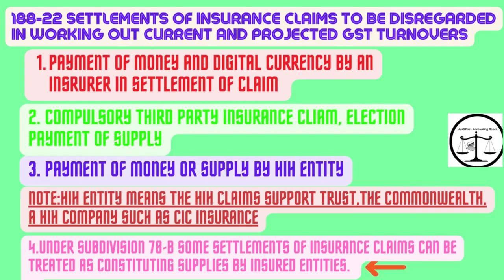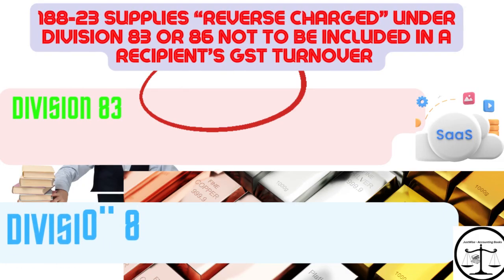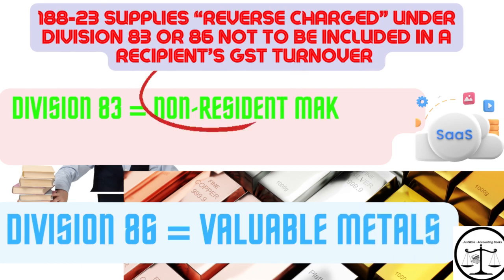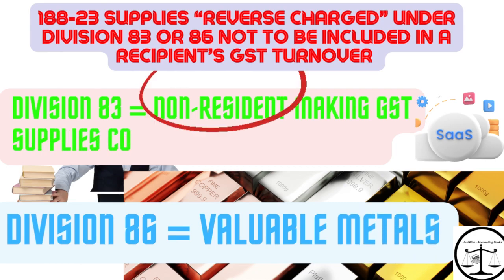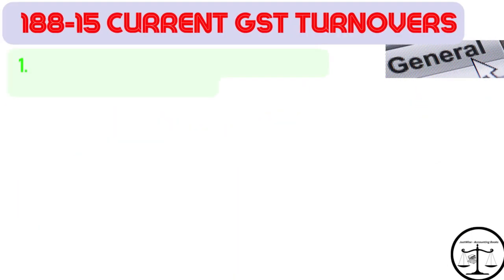Now let's have a look at Division 188-23, supplies reverse charged for GST turnovers. To avoid doubt, if GST on a taxable supply falls under Division 83, that is, non-residents making GST supplies connected with Australia, and Division 86, that is, valuable metals, both of these supplies are to be disregarded for working out GST turnovers, for both current and projected GST turnovers.